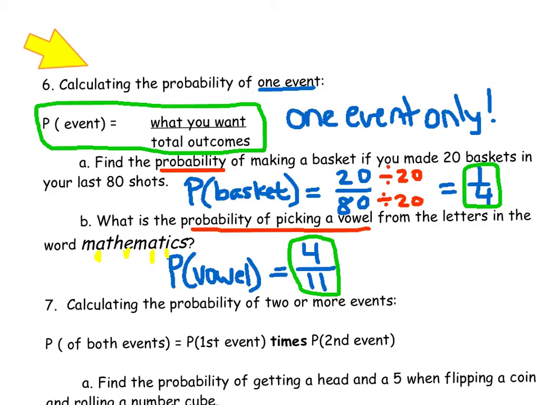Take a look at example B. What's the probability of picking a vowel from the letters in the word mathematics? Well, I count the vowels. A is a vowel, E is a vowel, A is a vowel, I is a vowel. So I see 4 of them. So the probability of picking a vowel would be 4 out of the total number of letters. And if you count the total number of letters, it would be 11. So it would be 4 out of 11.